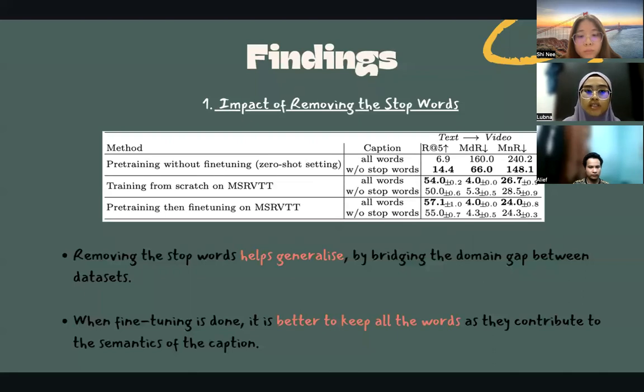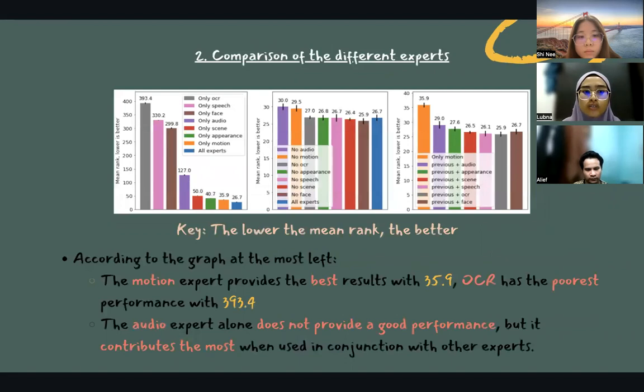Our first finding in this paper is the impact of removing stop words in captions, and the results are shown in the figure. Removing the stop words helps generalize by bridging the domain gap between datasets. In this case, it is HowTo100M and MSR-VTT. However, when fine-tuning is done, it is better to keep all the words as they contribute to the semantics of the caption. The second finding is the comparison of the different experts.